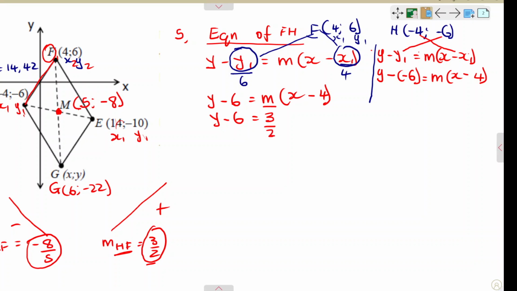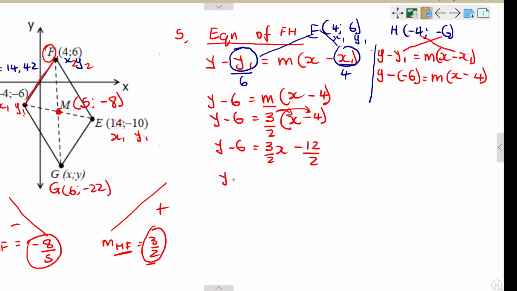3 over 2, we're substituting it now for this m. This m stands for the gradient of this line FH. Then we set bracket x minus 4. So we have to multiply this gradient by everything that is inside the bracket. I'm going to leave this y minus 6. 3 over 2 times x is 3 over 2x. 3 over 2 times a negative 4, so that's 3 times a negative 4, that's going to be negative 12 over 2.